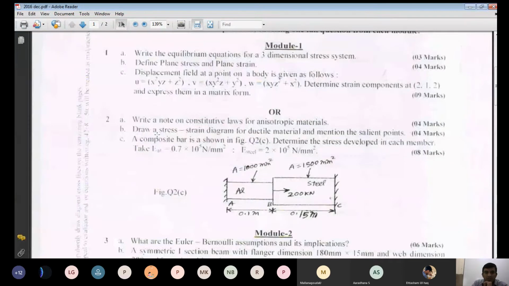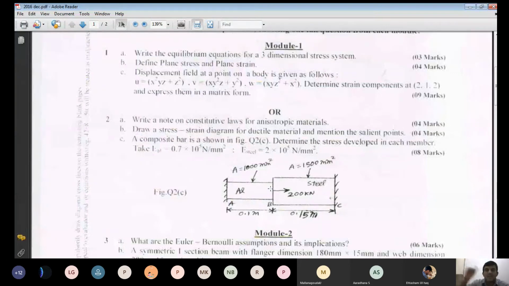See 2B: draw a stress strain diagram for ductile materials and mention the salient points. They asked for 4 marks. Now how much do you want to write? Stress strain diagram for ductile material. Which ductile material should we consider? Yes, give me a response. Consider low carbon steel or mild steel. Draw only a stress strain diagram.